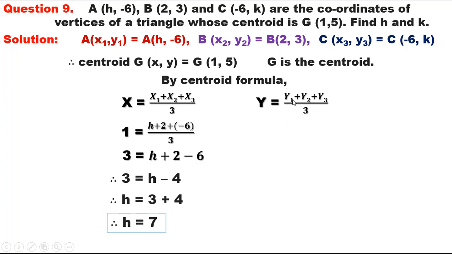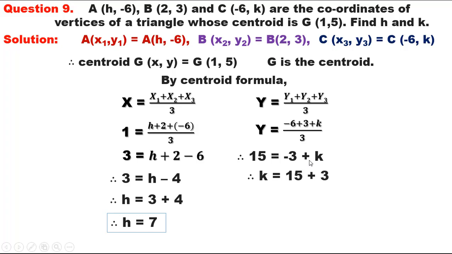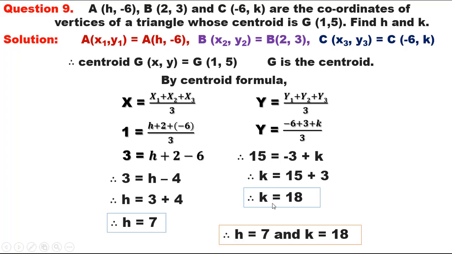y = (y1 + y2 + y3) / 3. y = (-6 + 3 + k) / 3. 15 = -3 + k. k = 15 + 3. k = 18. Therefore, h is equal to 7 and k is equal to 18.